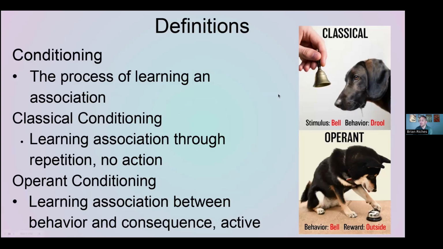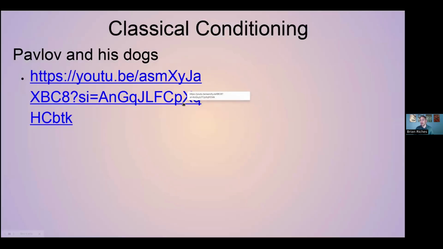So classical conditioning is what we saw from Pavlov's dogs. So let's watch this little video about Pavlov and his dogs. One interesting thing that you might not know, because it's usually talked about as a bell, is that he actually did some of the first experiments with a metronome. So let's watch some of the video about Pavlov and his dogs right now.